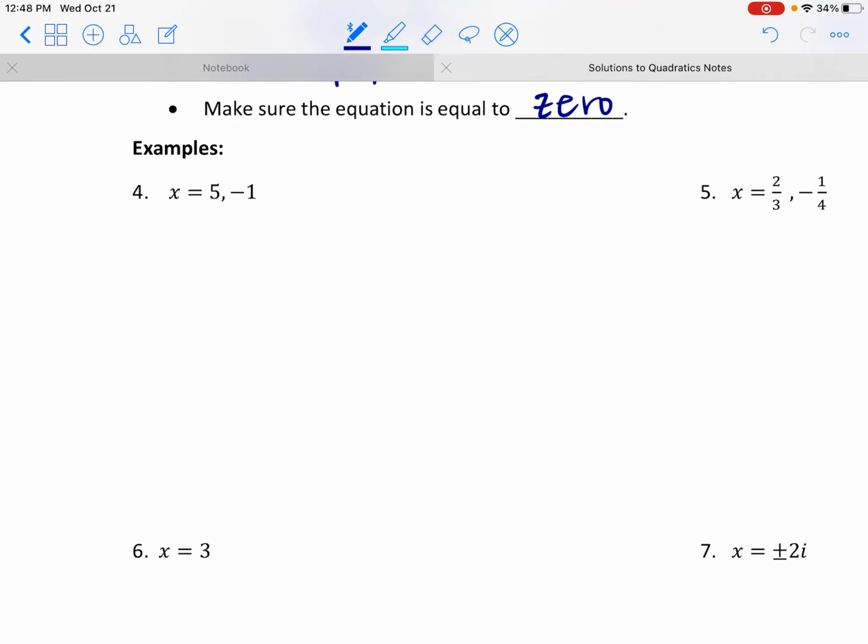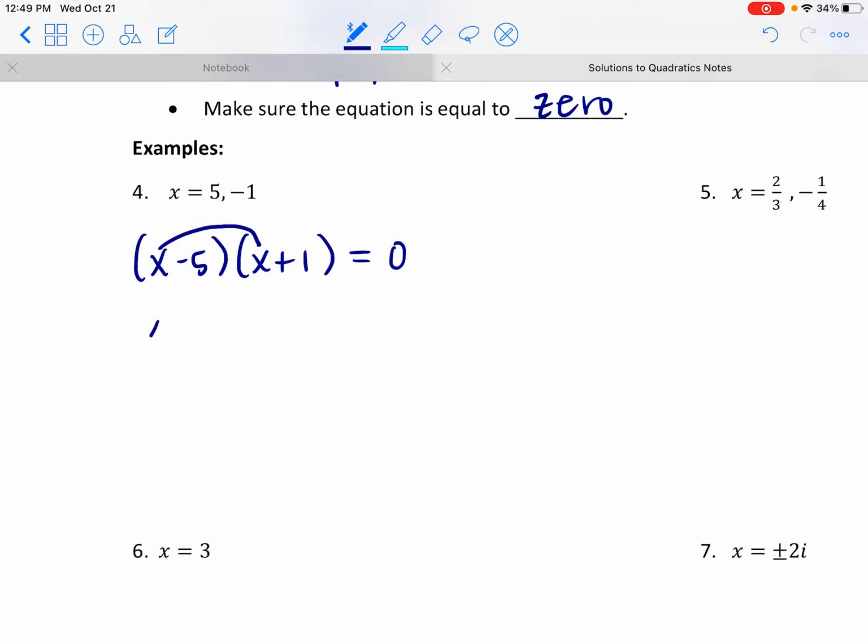So here again, if x equals 5 is a solution, that means that x minus 5 is a factor. And if -1 is a solution, then x plus 1 is a factor. And again, equal to 0 is now an equation that has those two solutions. So if I said what's the factored form of the equation that contains those two solutions, there it is. Now if we wanted the standard form, we're going to multiply this out.